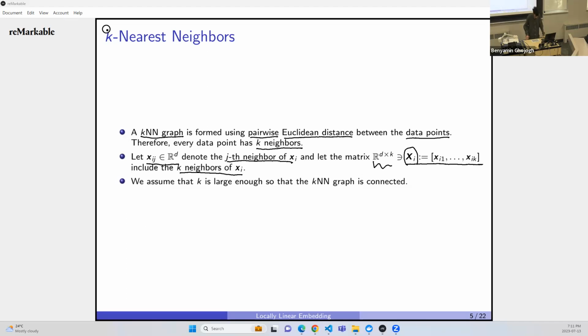We assume that k is large enough so that the k-NN graph is connected. We assume that because if k is small, then we might have a disjointed graph. But as we assume that k is large enough, it is connected.